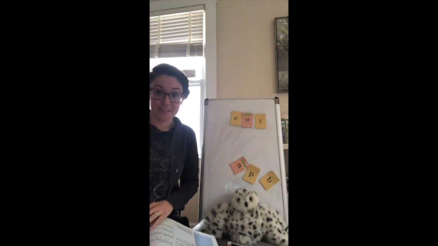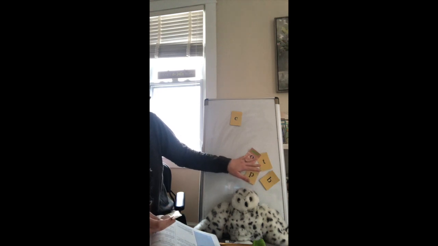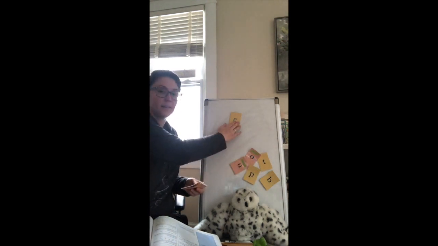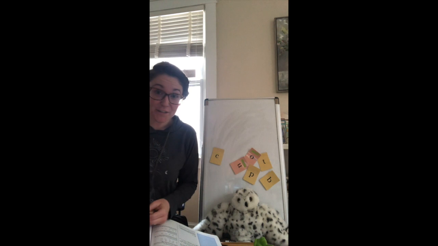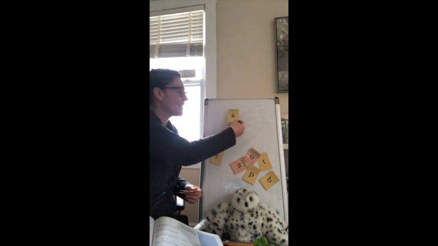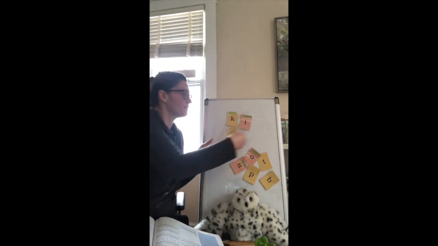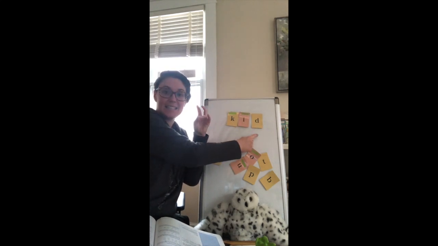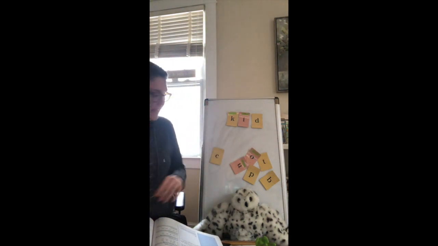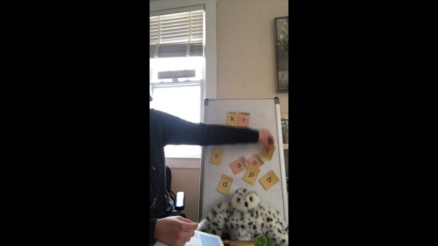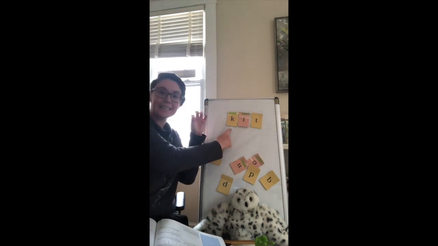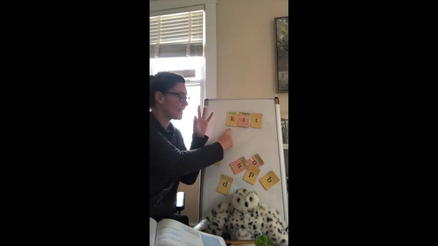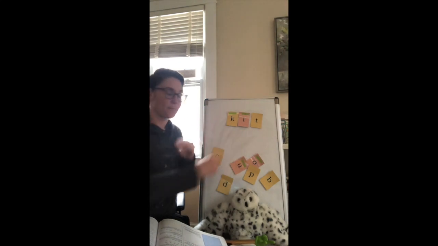I'm going to change the middle sound and the ending sound now. Now I have to change the first letter, but still the same sound. K, id, k, id, kid. And last one, change the ending sound. K, it, k, it, kit.